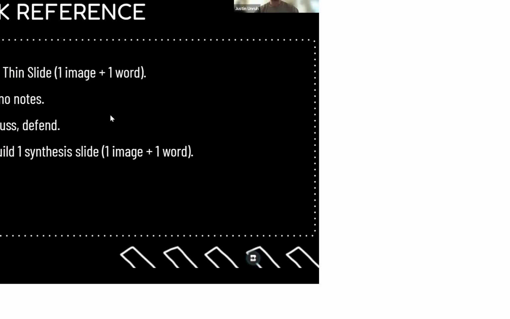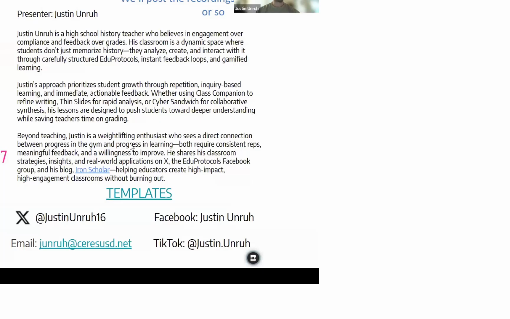So, quick reference: we create, students make one thin slide, one image, one word. We present, we face off, we compare, discuss, defend, and then we bridge it, we collaborate to build one synthesis slide, one image and one word. And there are the slides right there for you guys.